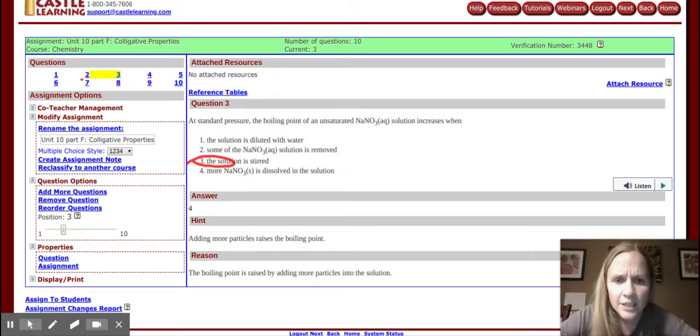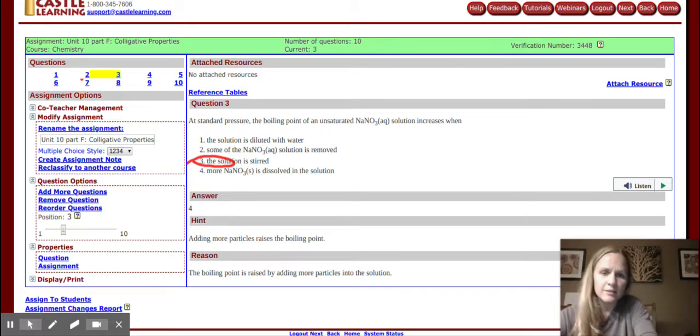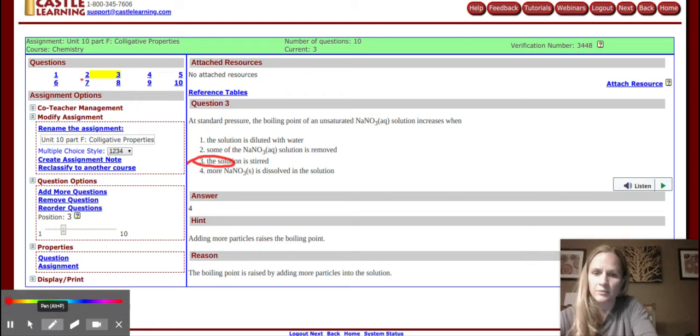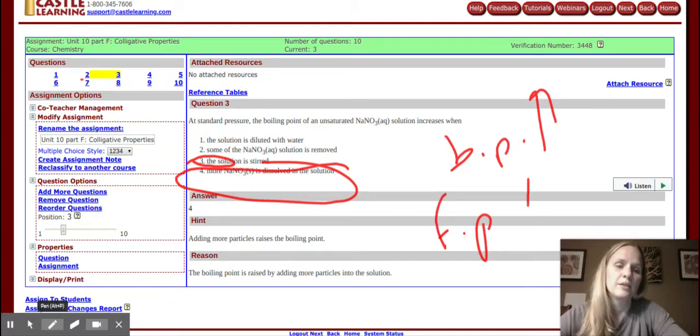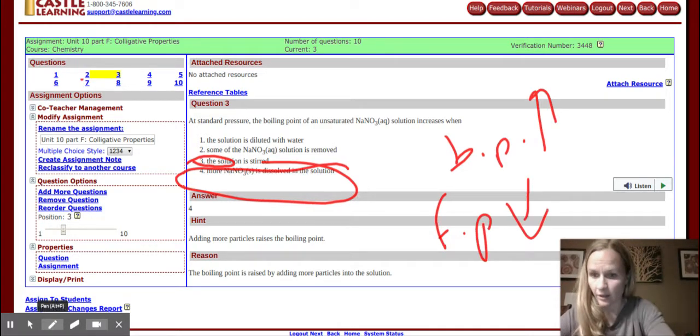The boiling point of unsaturated NaNO3 increases when? Again, the more stuff you put in there, the more that boiling point goes up and that freezing point goes down. All right.